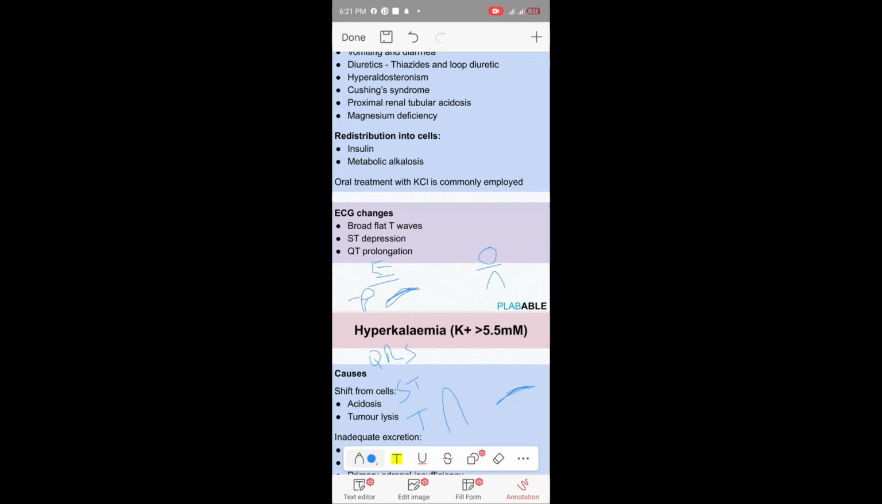Making sense? In severe hyperkalemia, there will be ST elevation. In hypokalemia, there will be ST depression. And the QRS complex is wide in both of them, or they could be narrow. This is how you're going to remember hyperkalemia and hypokalemia based on the ECG findings.